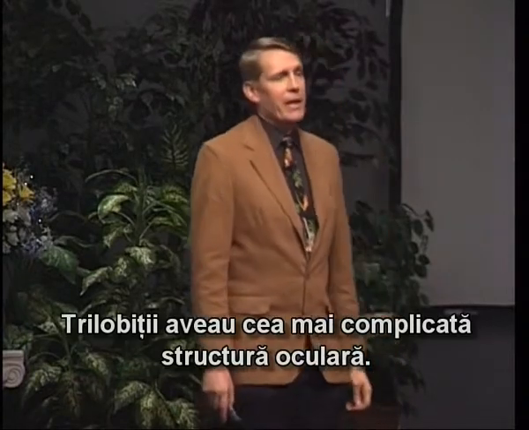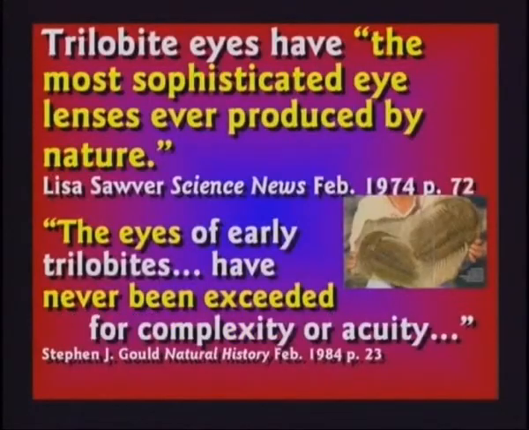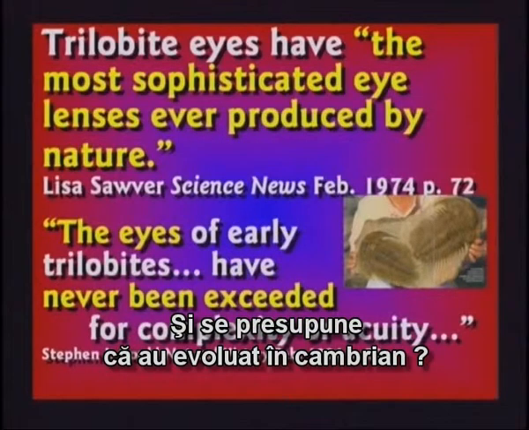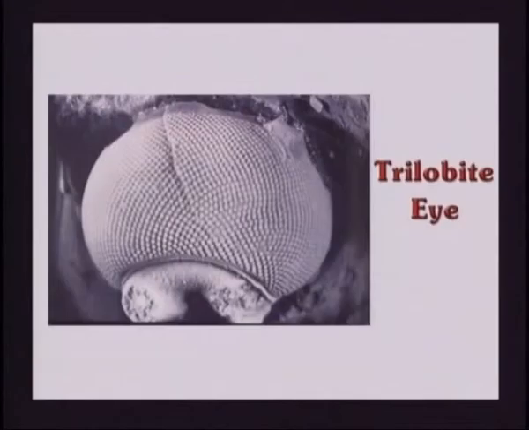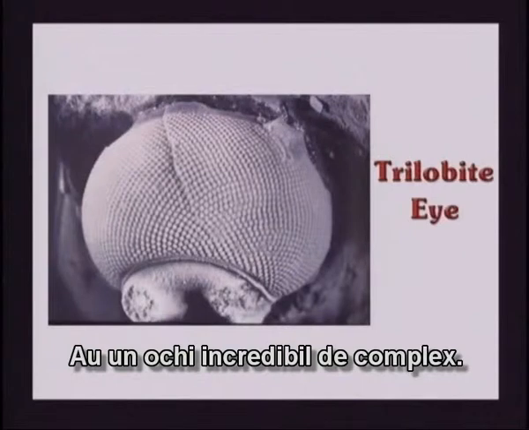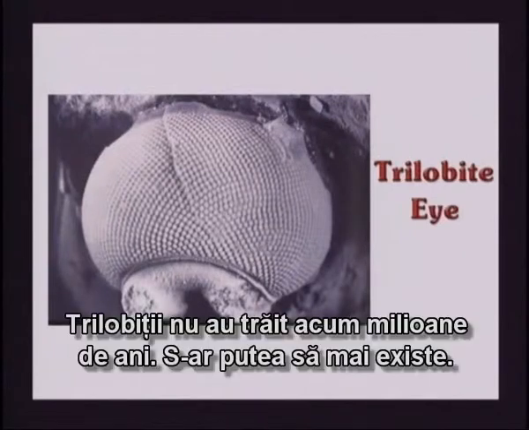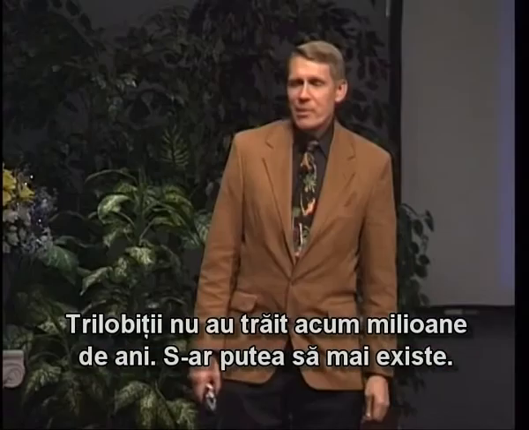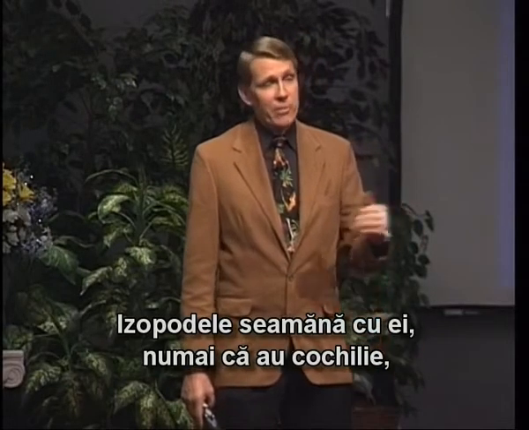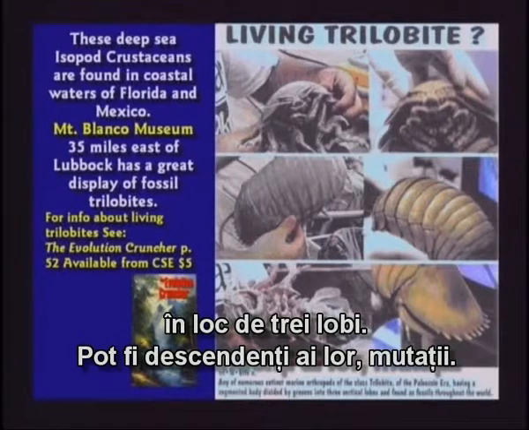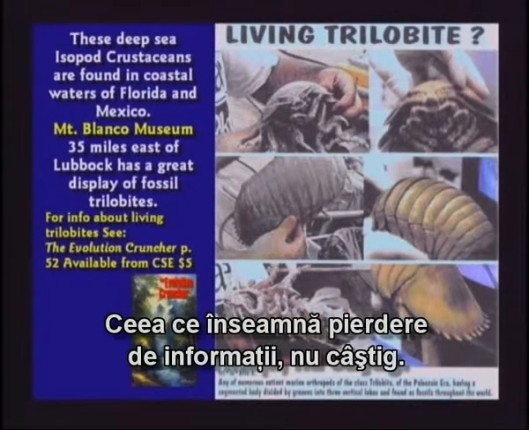Trilobite had the most complicated eyeball ever. And that's supposedly one of the first creatures to evolve in the Cambrian explosion. I mean, come on, it's got an eyeball incredibly complex. Trilobites did not live millions of years ago. There could be some trilobites still alive. There certainly are isopods, which are very similar, except one-piece shell instead of 3 lobes. Otherwise, could be a descendant, a mutant, which is, by the way, a loss of information, not a gain.